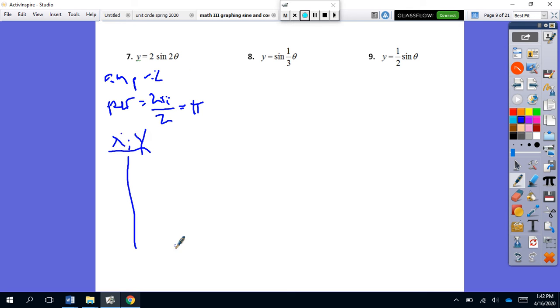So the easy part, getting your pattern on the y side, 0, max, 0, min, 0, would be the same as the last one: 0, 2, 0, negative 2, 0. The trick is getting the angles. That's where kids kind of have a problem.